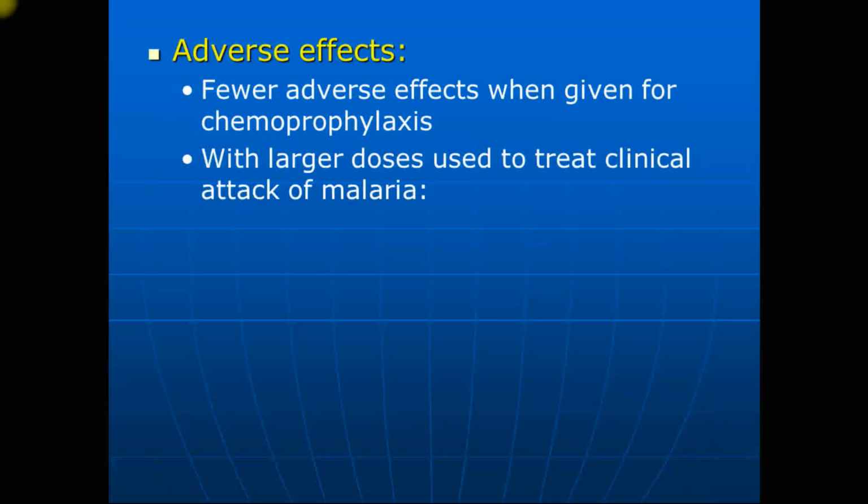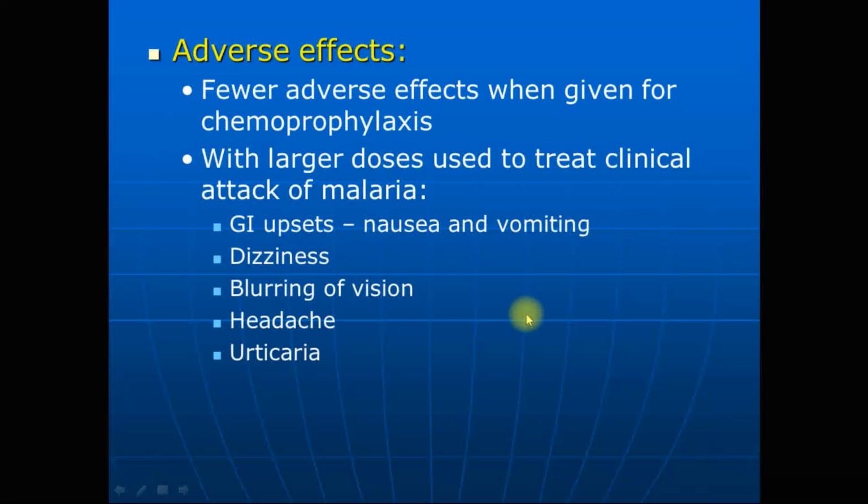But with larger doses, the adverse effect profile could be severe. So let's check what types of adverse effects have been seen with larger doses. Largely GI upsets when you give by oral route: nausea and vomiting are severe, dizziness, blurring of vision, headache, urticaria. These are some mild adverse effects that you can consider. But major side effects are because of acute chloroquine toxicity. They are related to the CNS as well as the CVS.